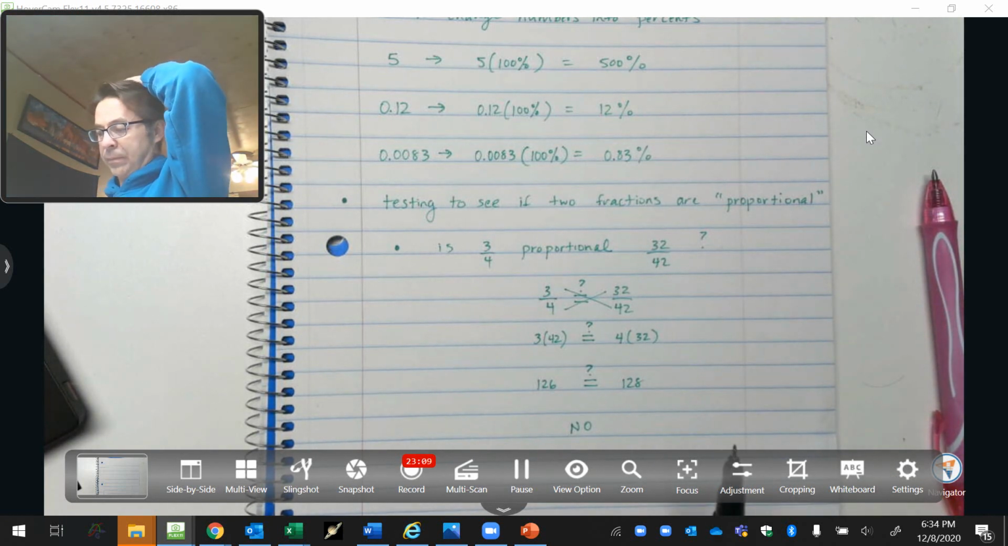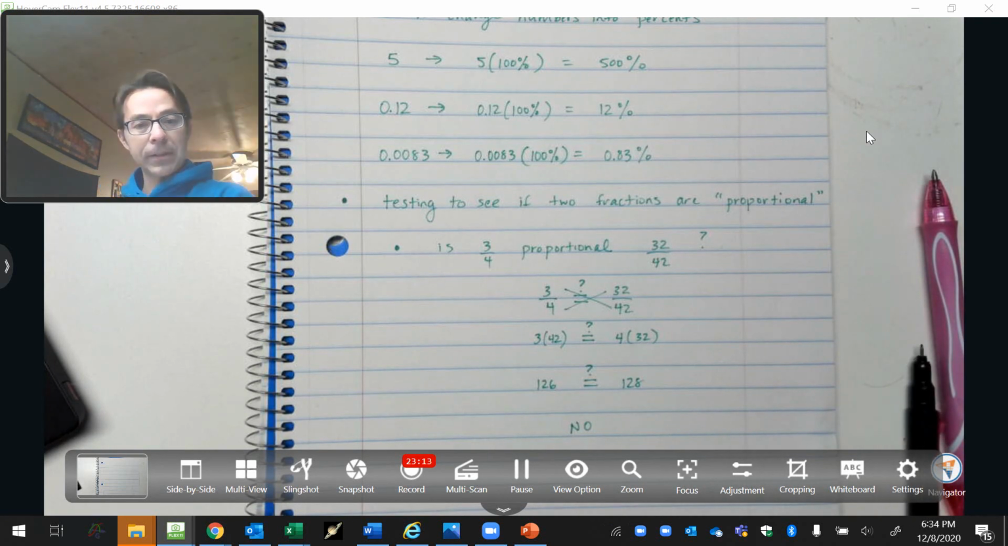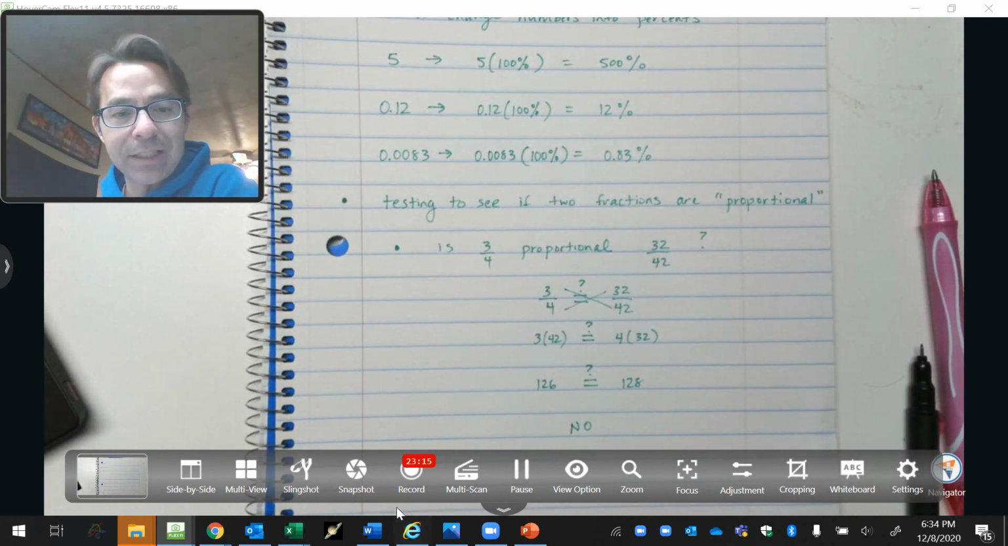So yeah, cross multiply. See if the left side equals the right side. That's it. That's the whole lesson. I know what you're thinking. It's the longest lesson of the year, and you are right. It is.